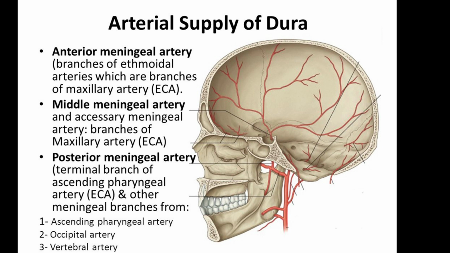Arterial supply of the dura. The dura is supplied by three groups of arteries. Anterior meningeal arteries are branches of ethmoidal arteries, which are branches of the maxillary artery. As you remember, the maxillary artery is the terminal branch of the external carotid artery.